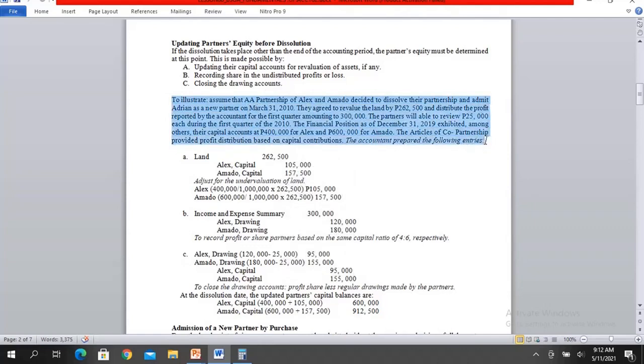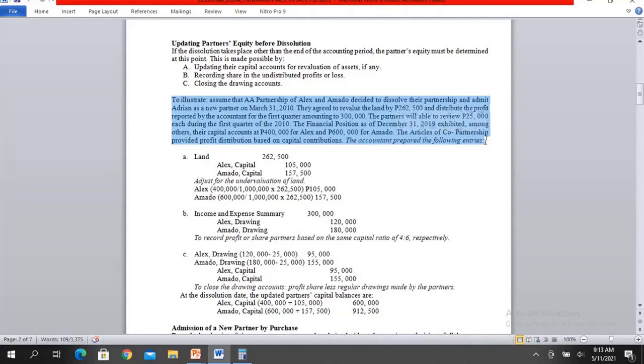They agreed to revalue the land 262,500 and distribute the profit reported by the accountant for the first quarter amounting to 300,000. So, i-dissolve nila dahil may ma-admit silang bagong partner na papasok, si Adrian. Syempre, kailangan nilang i-dissolve yung partnership. Bakit? Idadagdag na nila yung pangalan ni Adrian doon sa Articles of Co-Partnership.